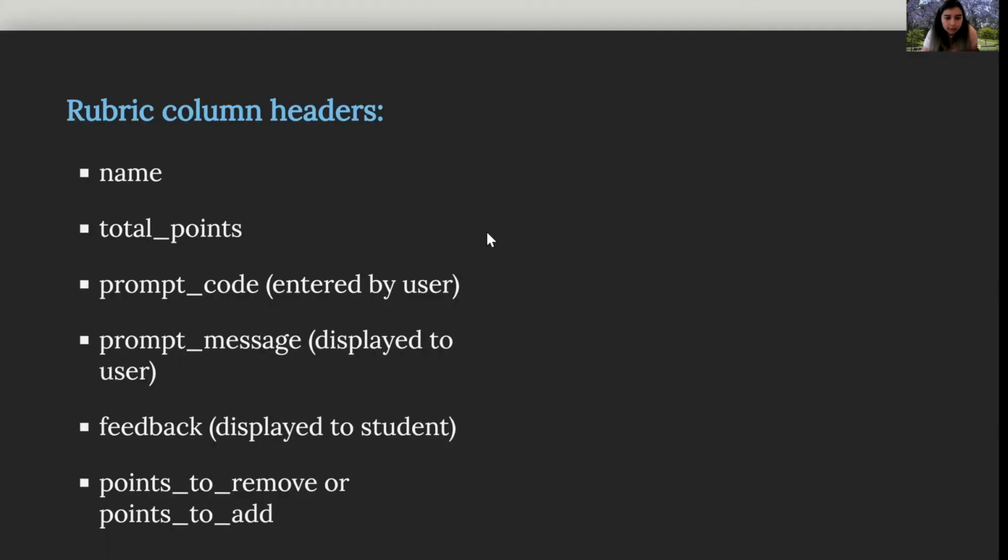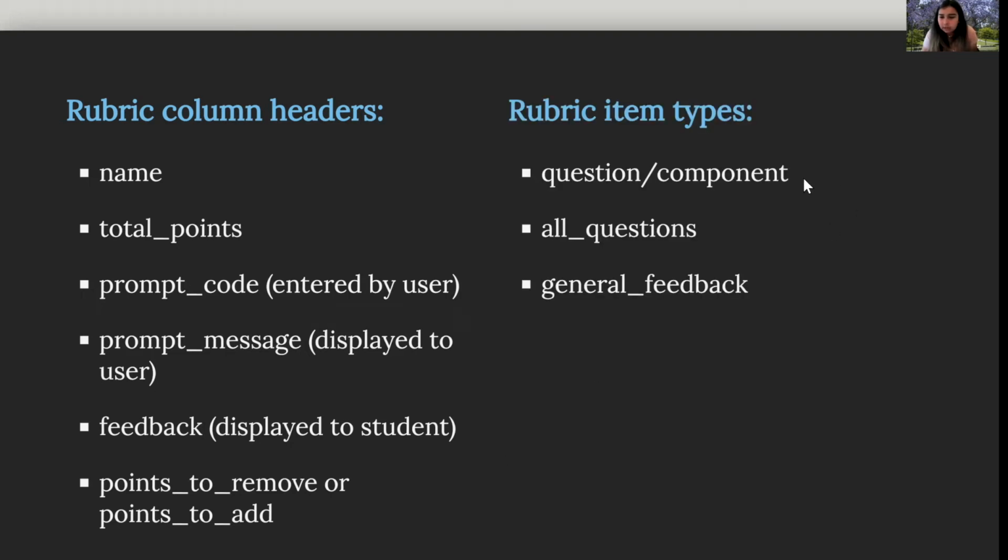Cool, so here's just a reminder of the different columns that we have in the rubric. Gradetools requires these columns to be named exactly like this. So we actually have a function to help you create your rubric template, just like the headers for the CSV rubric file. That function is create rubric template, and it'll create the template with these column headers. Then just recall that when you're adding rubric items, they can be for a single question or component, they can be for all questions, or they can be for general feedback.